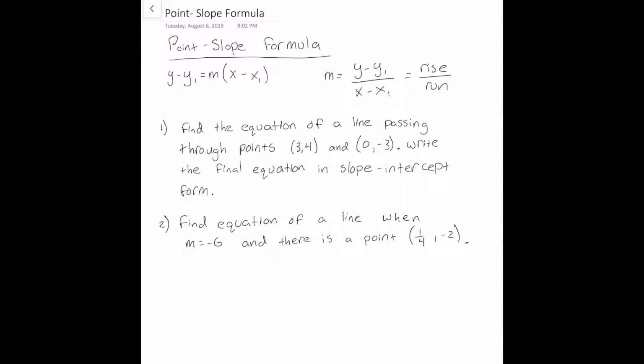Today we're going to be going over the point-slope formula. Now the point-slope formula is a method, or rather an equation, that can be used to create a function if you have, say, 2 points on a line, or if you have 1 point and the slope of your line. You can create an equation that characterizes that line.